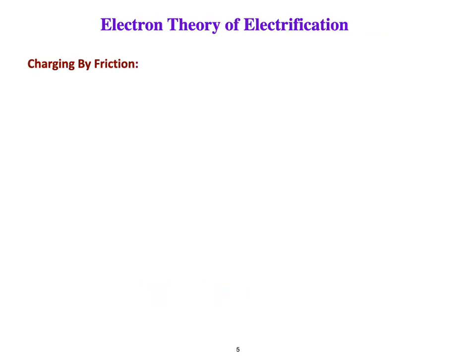So let us see what is the electron theory of electrification. For this, we must understand what is charging by friction. In the previous example, let's get back to it. As you remember, we were rubbing a plastic comb, say on your hair, and what happens is in the process of rubbing, the comb acquires some electrons. It gains electrons, and when it gains electrons, it becomes negatively charged. Similarly, if you take a silk cloth and rub it with the glass rod, the glass rod becomes positively charged. So the plastic rod becomes negatively charged, and the glass rod becomes positively charged.